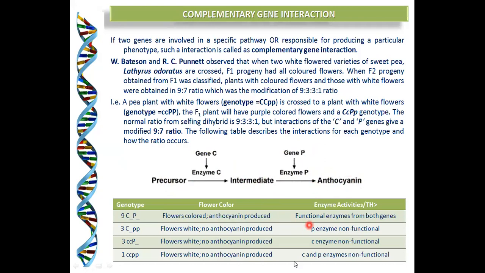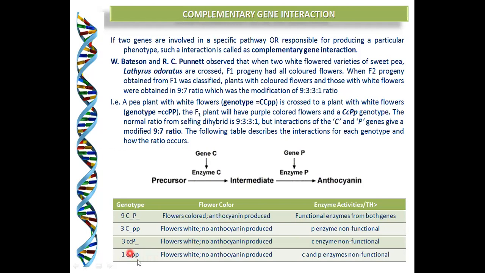Is it clear? So why? Because the C enzyme is non-functional. If the C enzyme is dominant, it is functional. It is recessive, so it is not functional. So here it is recessive. So again you will not get purple color flowers because there is no anthocyanin pigment. You will get white color flowers only.